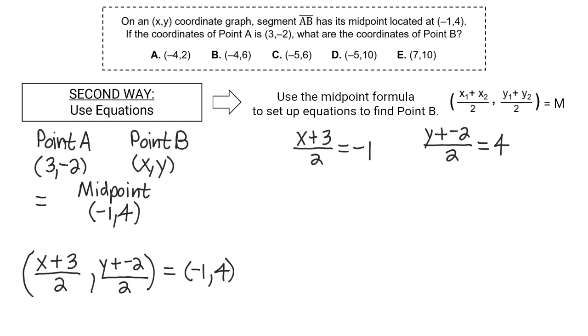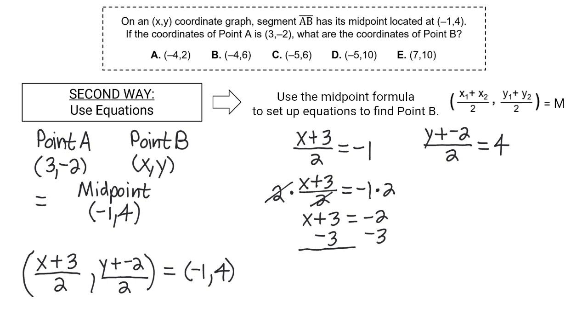Solving the first equation, I can multiply by 2 on both sides so that the 2's will cancel. That'll give me x plus 3 is equal to -2. And then bringing the 3 over, we end up with x equaling -5. So now we know the x coordinate of point B is -5.